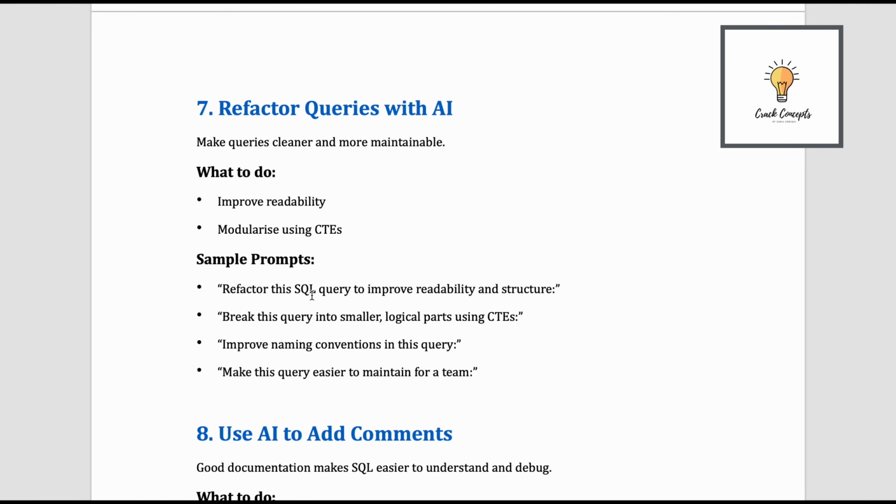Sample prompts would be: refactor the SQL query to improve readability and structure, break this query into smaller logical parts using CTEs, improve naming convention in this query. A lot of times we use some aliases that are not relevant to the table at all. So you can ask AI to help you rename it or to find such aliases. Make this query easier to maintain for a team. These are some of the prompts that you can use.